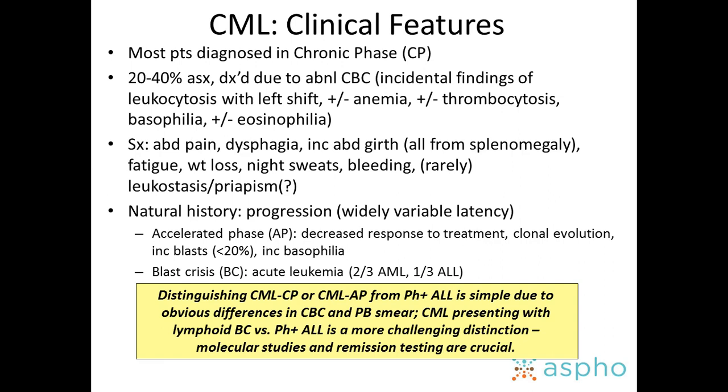In the two-thirds of patients that have symptoms, the most common symptoms are abdominal pain, dysphagia, and increased abdominal girth. And all of those are the result of the massive splenomegaly, which typically is associated with this diagnosis. Patients can also complain of fatigue, weight loss, night sweats, bleeding, which is an interesting thing. So you would think that having a very high platelet count would be protective of bleeding, but actually you can get acquired von Willebrand deficiency from the types of platelet counts we're talking about. Platelet counts can be up in the 900,000, million, or even greater range at newly diagnosed CML, and that can be a coagulopathy.